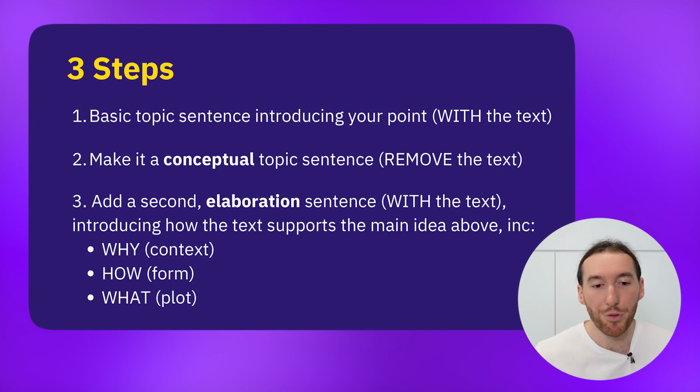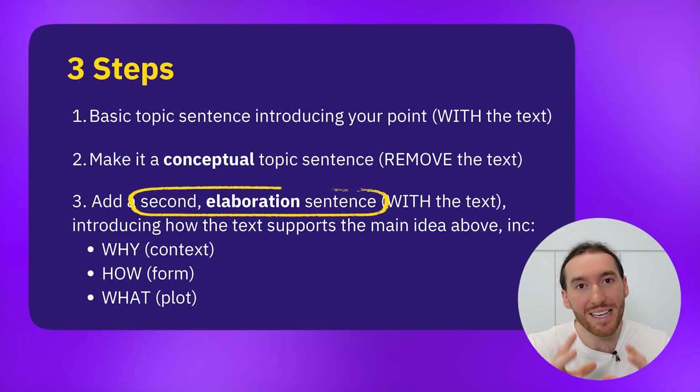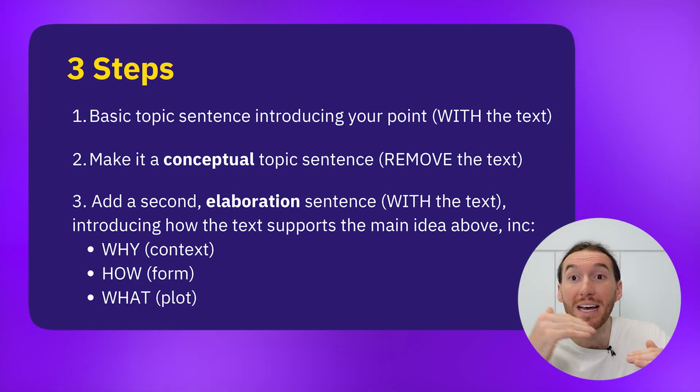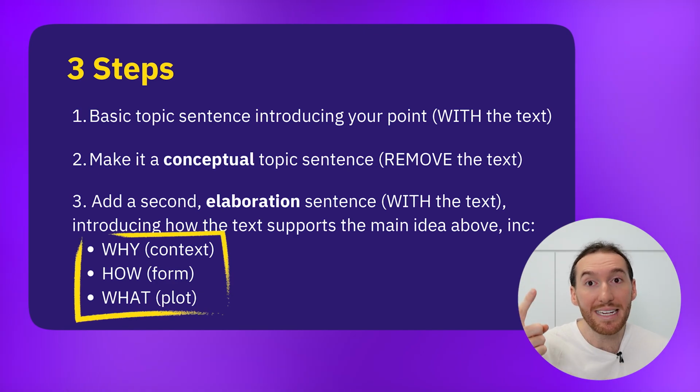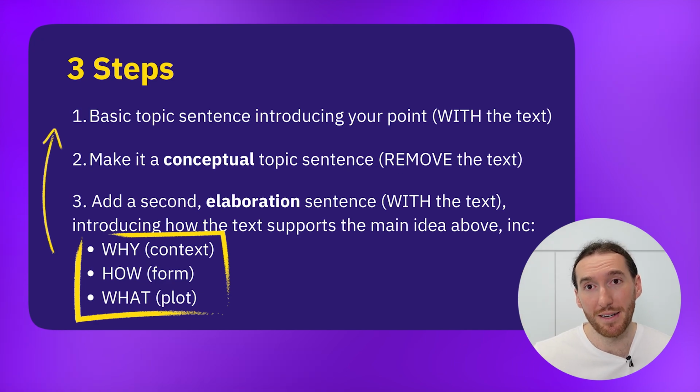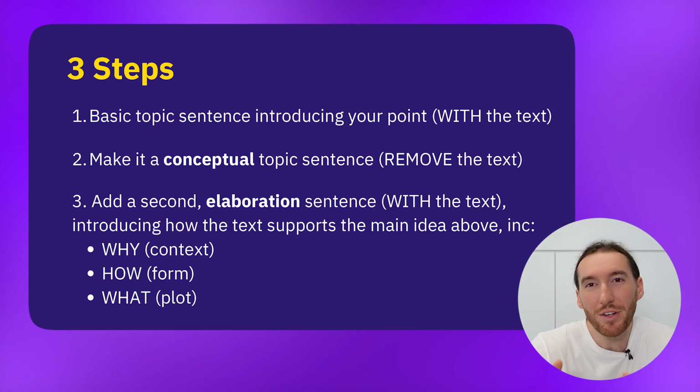So let's get to step 3. We're going to add a second elaboration sentence where you do introduce the text, but you're not going to bring in the quotes and analysis just yet. You're going to do that in the next sentence. In this second sentence, you want to establish how the text represents the idea in that first conceptual topic sentence. How does the text prove it? And you might actually reference something about the plot.